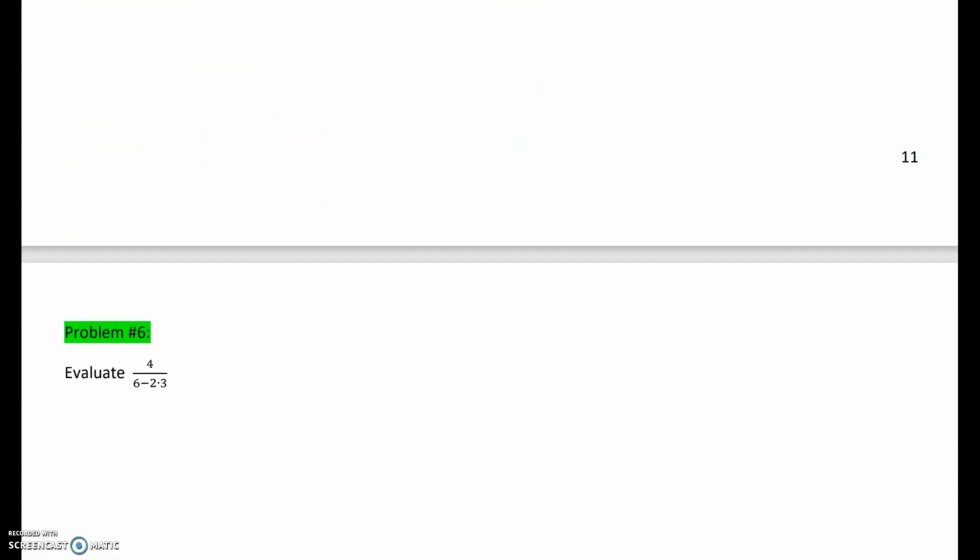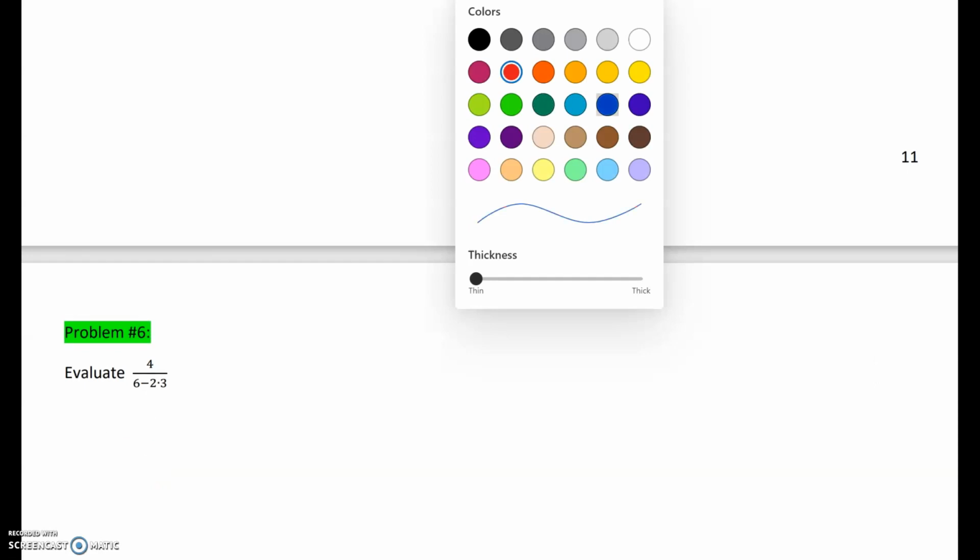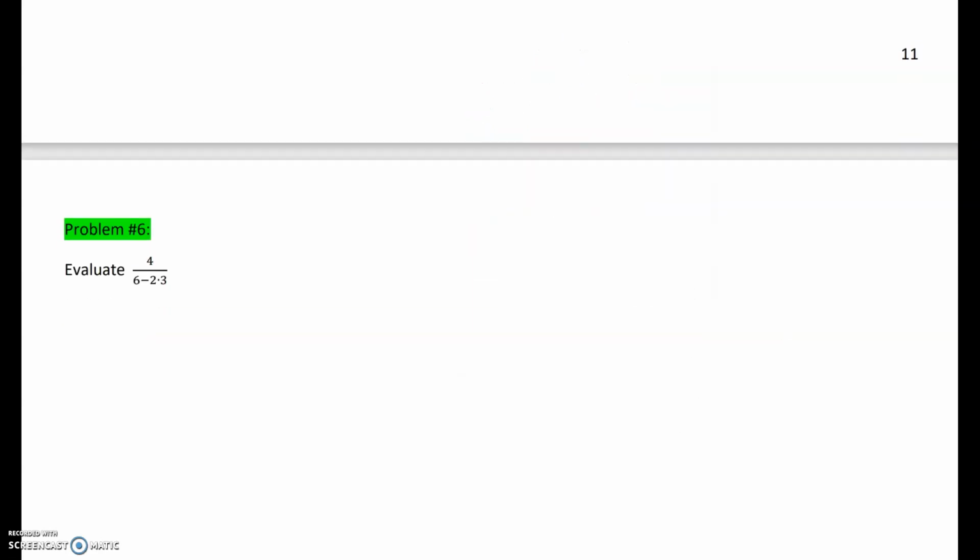Okay, let's move on to another problem. Please highlight this particular one because of the final answer. So this is equivalent to 4 over the value of 6 minus, and 2 times 3 is equal to 6, or 4 over 6 minus 6. It's technically 0. So division by 0 is undefined. Your final answer will just be undefined.